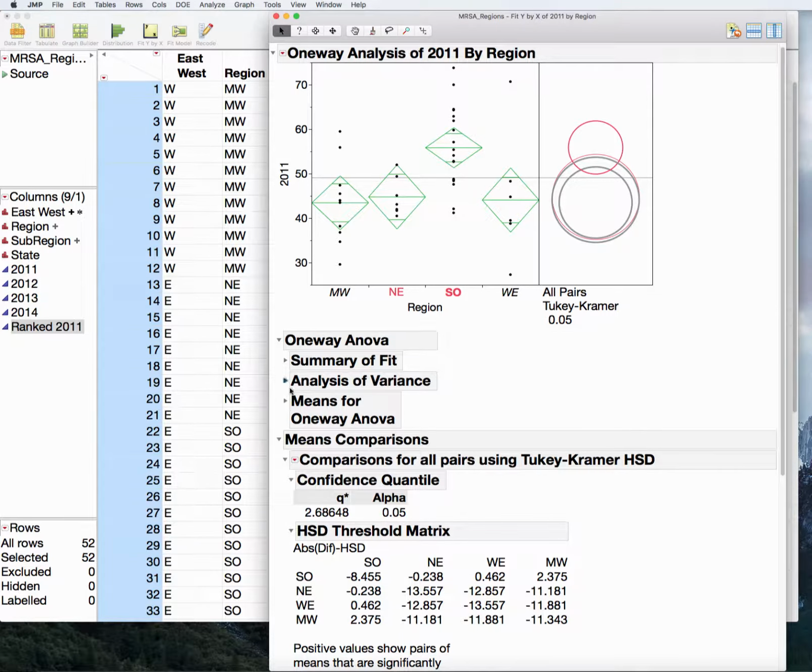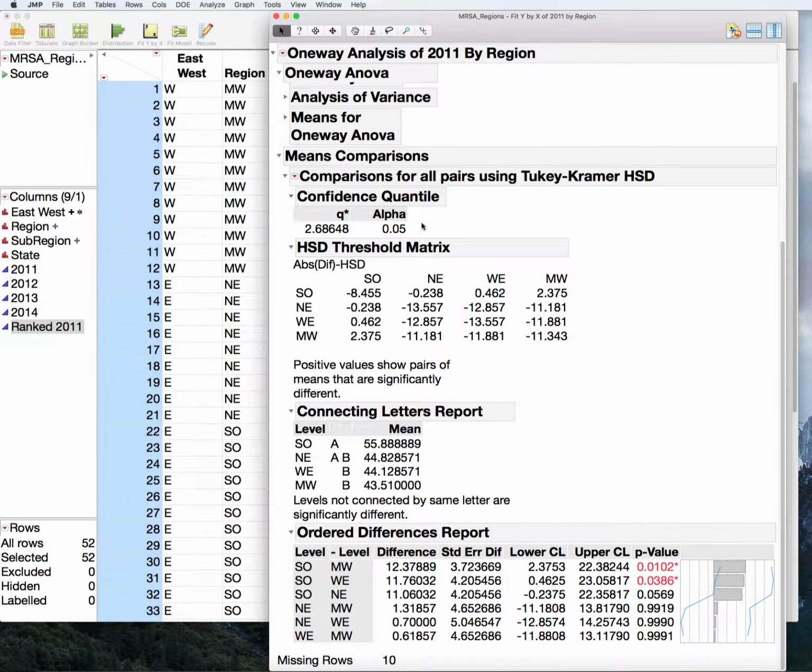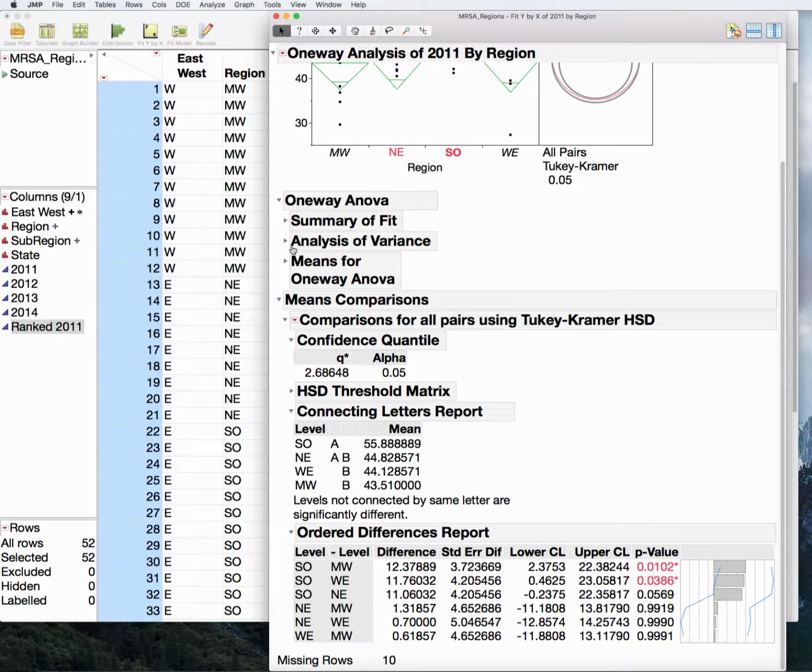So let's close our one-way ANOVA and look at our means comparisons with the Tukey-Kramer result. It will give you, for an alpha, what the t-test comparison is, and notice that it's no longer near 2, it's much higher than 2 at 2.686. That means that the t-test for each individual group would be compared to this critical value, but you don't need to do that. It will give you the HSD threshold matrix, which I don't actually find to be that useful, so we will close it.